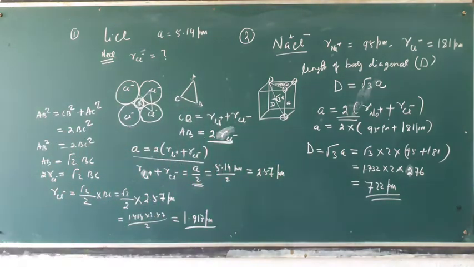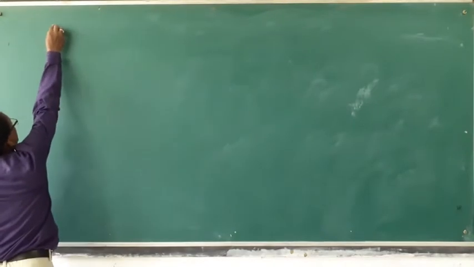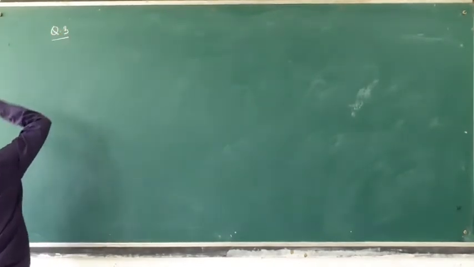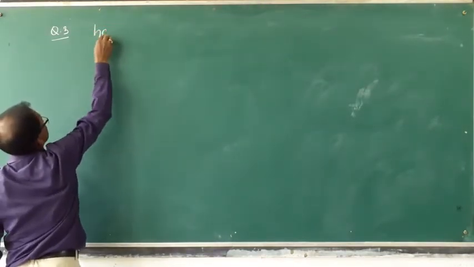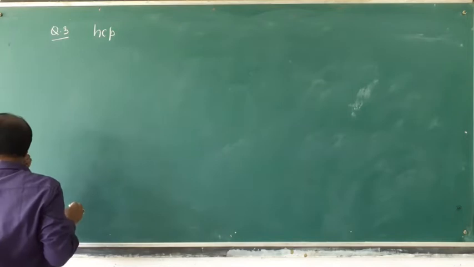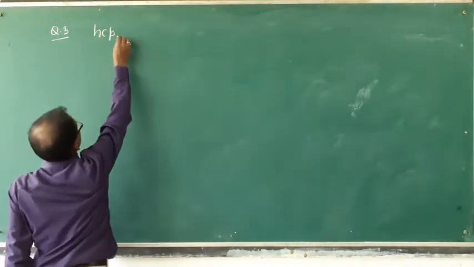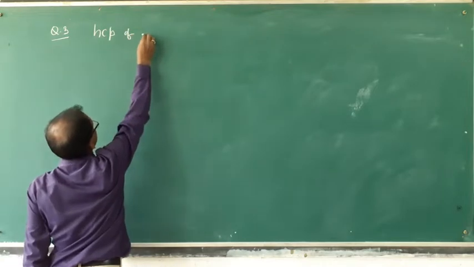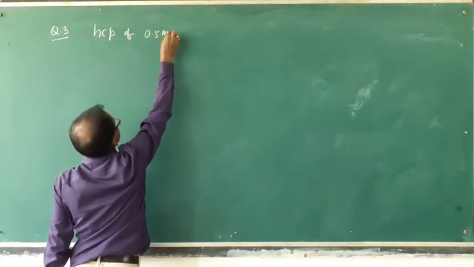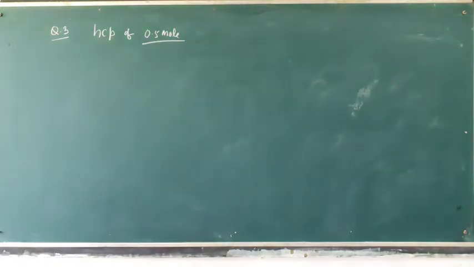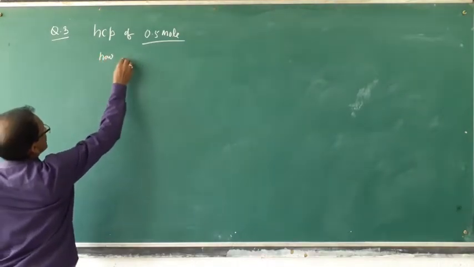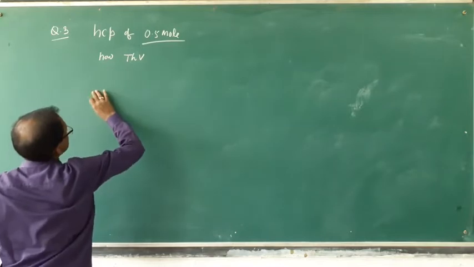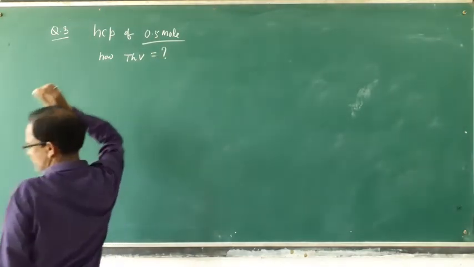Then question number 3. Here it is given like this. Hexagonal close packing, HCP crystal of 0.5 mole. This much of crystal is given. The question is how many tetrahedral voids are available?